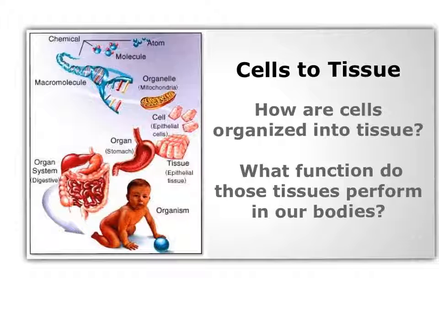In this lecture, we will be talking about cells to tissue in our body organization unit. We'll focus on how cells are organized into tissues, and there are 4 main tissue types. We will address each one of those, and we will also talk about the function that each of those tissue types do in our bodies, what they're used for. So let's get started.